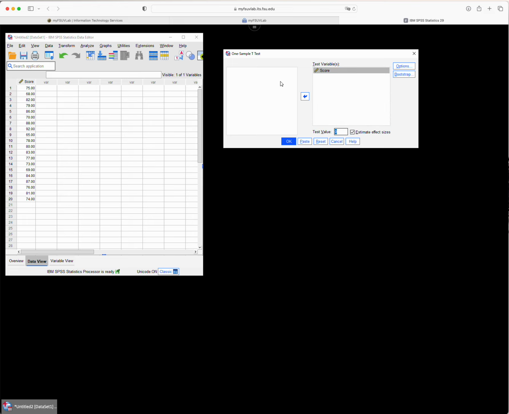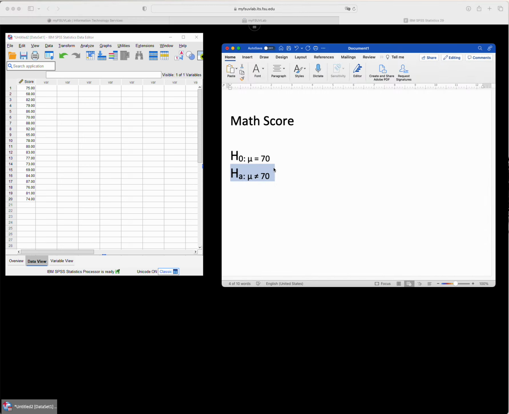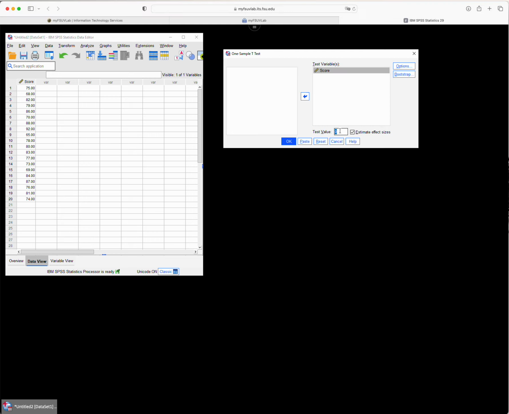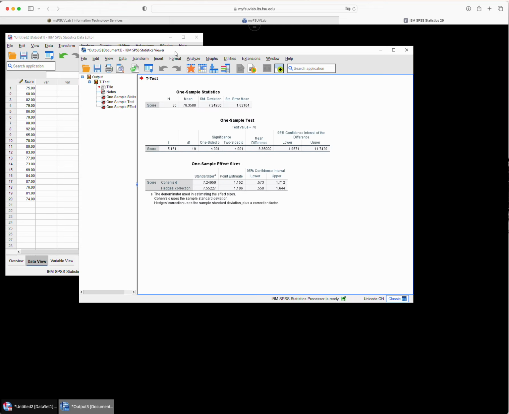That's where we're going to enter the value. So in our case, we were wondering if it was or wasn't different than 70, so we're going to put 70 in this box here. We're going to include the effect sizes. Don't need to worry about options or bootstrapping right now, not much there anyways. And click OK. And there are our results.